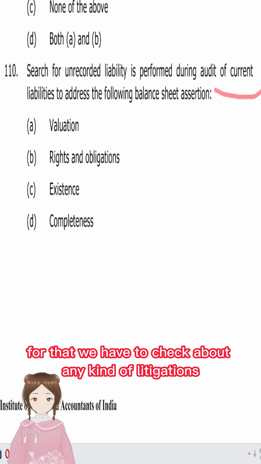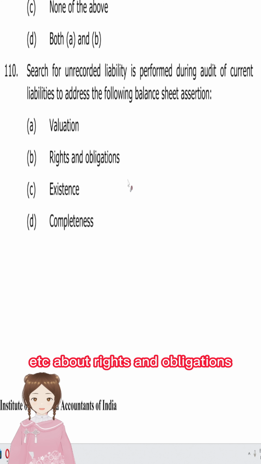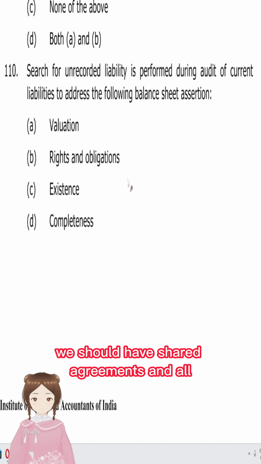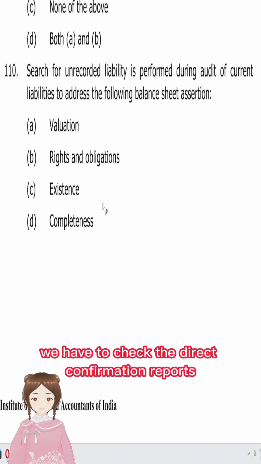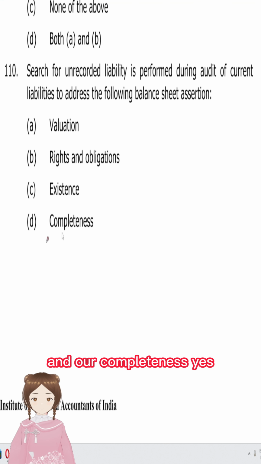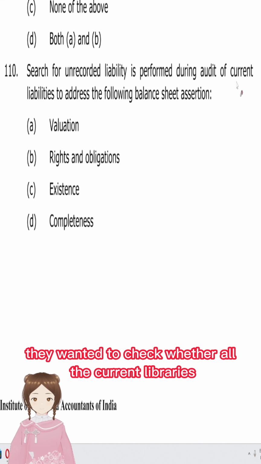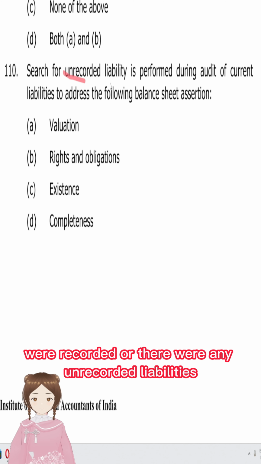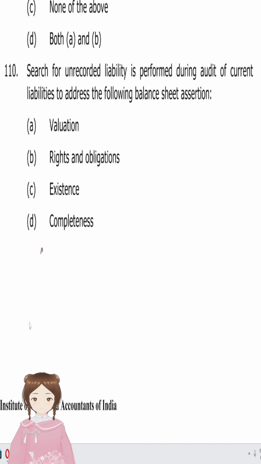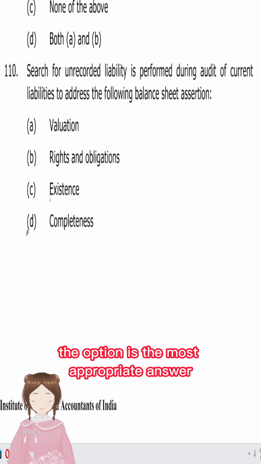For that, we have to check about any kind of litigations, etc. About rights and obligations, we should have checked agreements and all. For existence, we have to check the direct confirmation reports, and completeness. Yes, they wanted to check whether all the current liabilities were recorded or there were any unrecorded liabilities. So option D is the most appropriate answer.